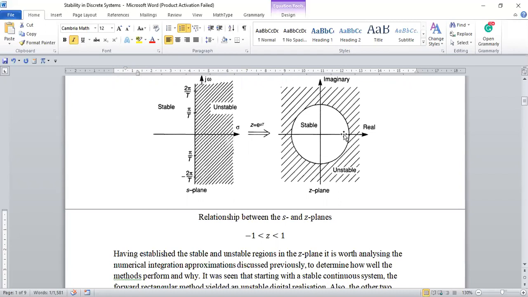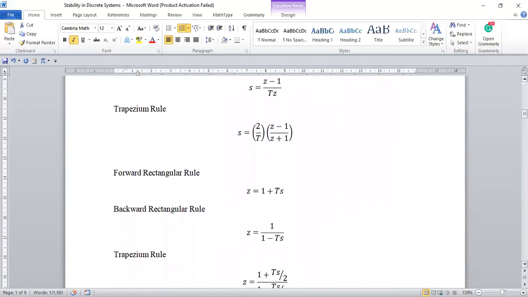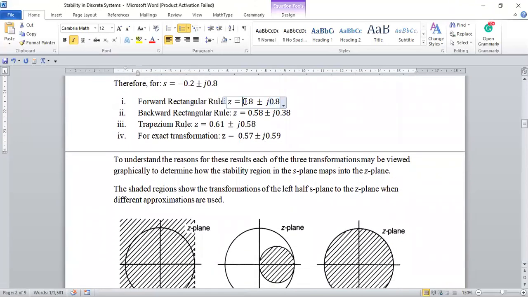So for 0.8 minus j0.8, minus 0.8 will be here. When you trace it here, and you also trace 0.8 here, the point is going to be here, and this is outside the unit circle. So that's why if you go back to the note, we said that this is unstable. So you already know the reason why it's unstable.